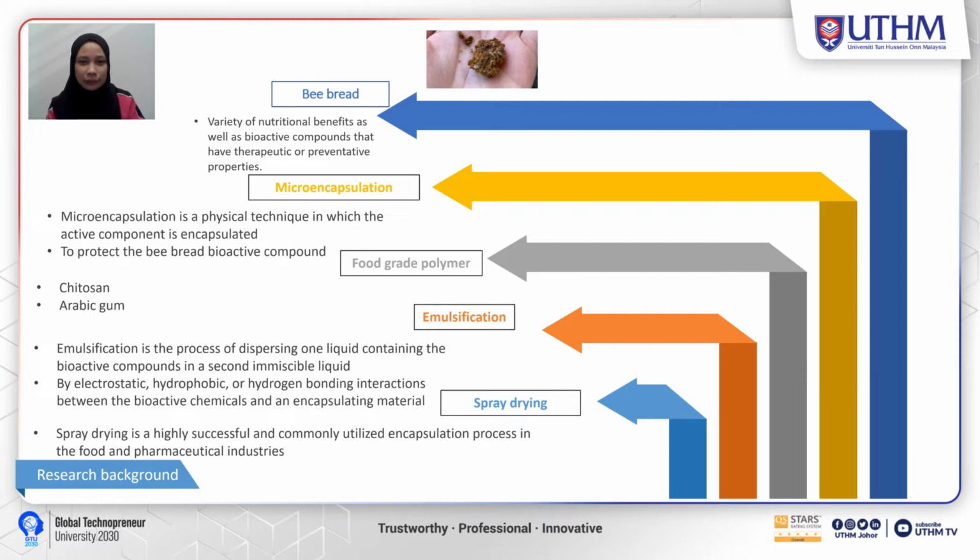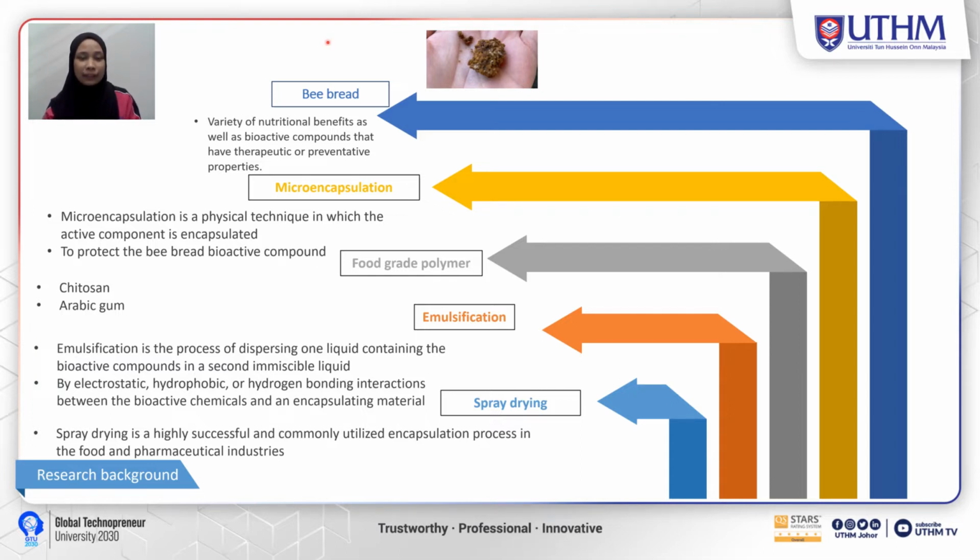Moving on to the next point, microencapsulation is a physical technique in which the active component is encapsulated. Microencapsulation is also a procedure by which a bioactive compound is coated with polymer that protects it from external influences and enables the controlled release of the active bioactive compound. The main function of microencapsulation is to protect the beverage bioactive compound. The pharmacological activity of the bioactive compound could be preserved and its storage time can be extended through microencapsulation.